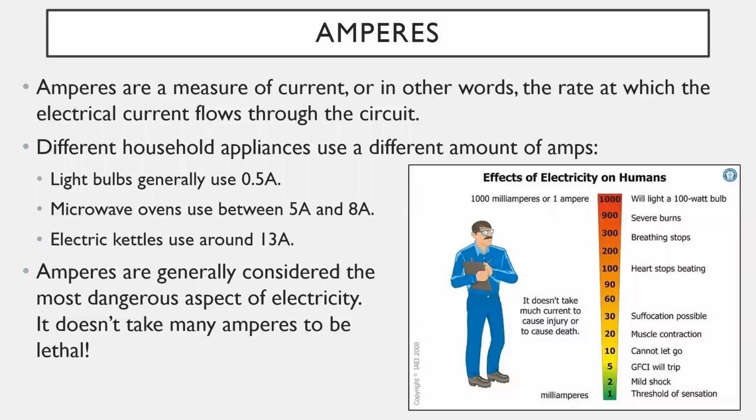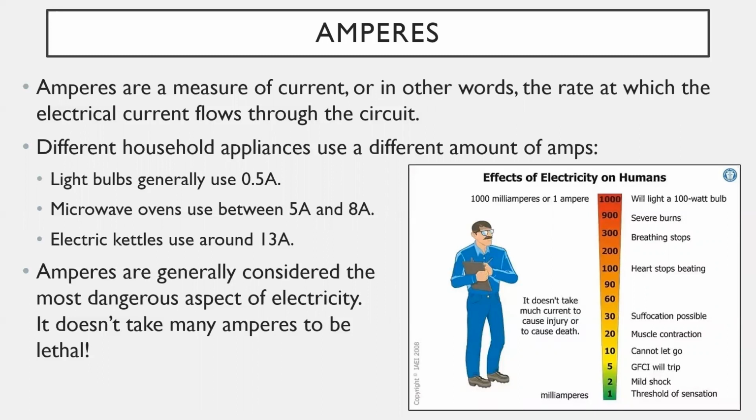Now, different household appliances will use a different amount of amps. And of course, this is controlled by things called resistors, which we'll get into a little later, but you want to change the resistance and that'll change your amps. Light bulbs, just in case you're wondering, generally use about 0.5 amps, so half of an amp. Microwave ovens, however, need between 5 amps and 8 amps, right? So the amount of current for a microwave to work is actually a bit more.